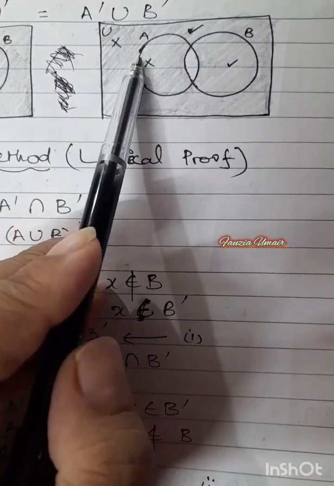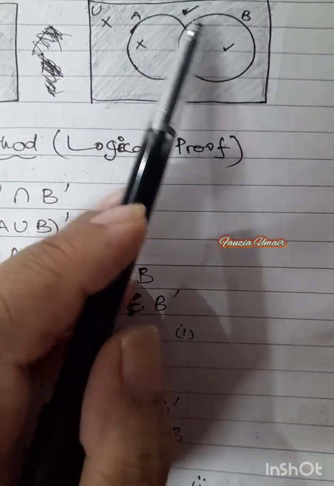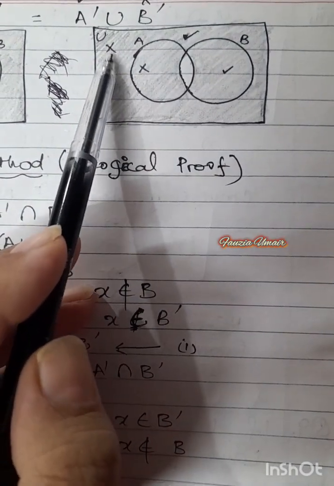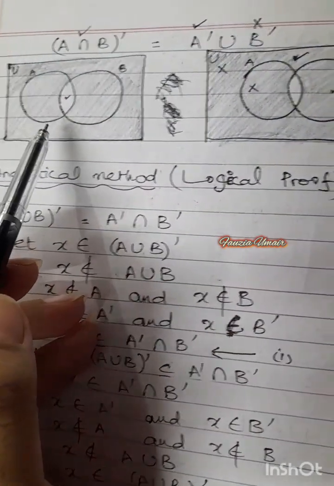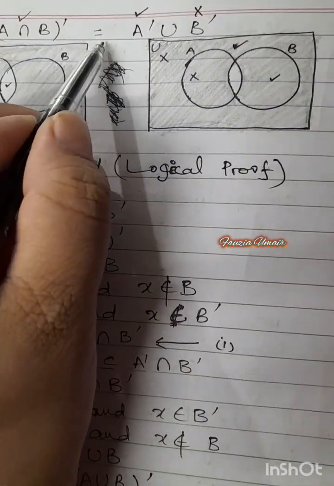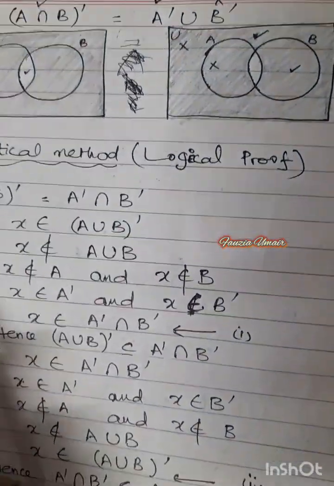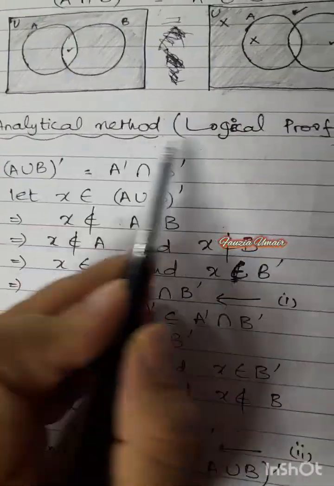So A complement is represented by a tick mark. So then B complement it is represented by a cross. So you can see this is all B complement. So union is there, so everything will be shaded. So both sides are equal. So now let's see what analytical method is.